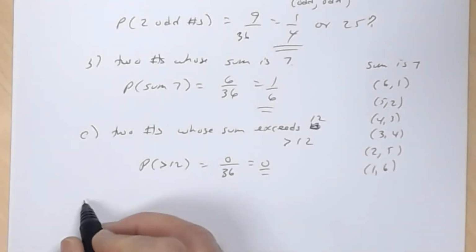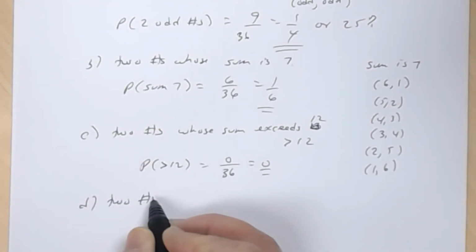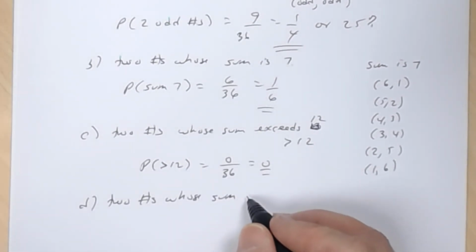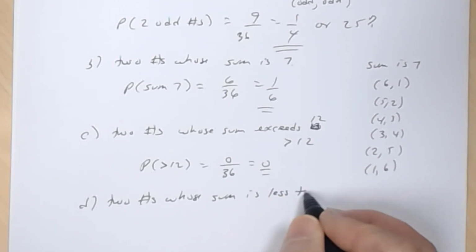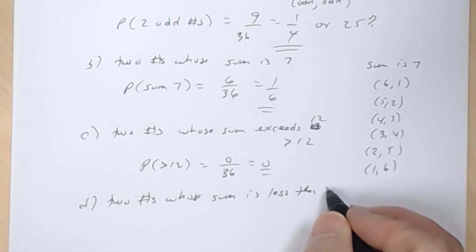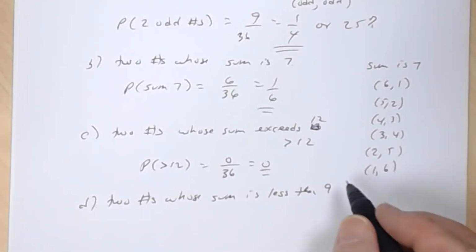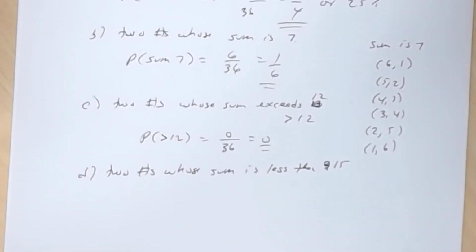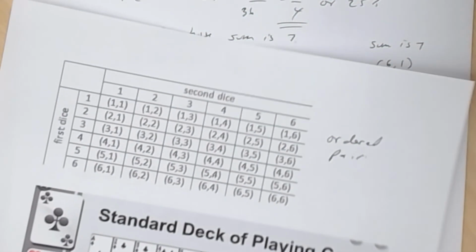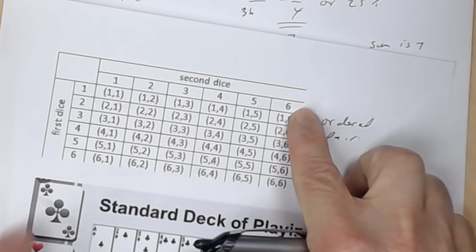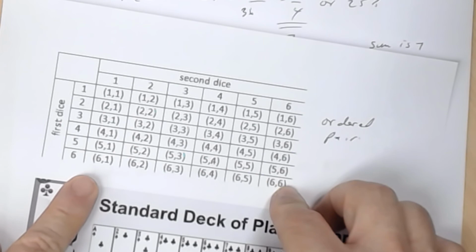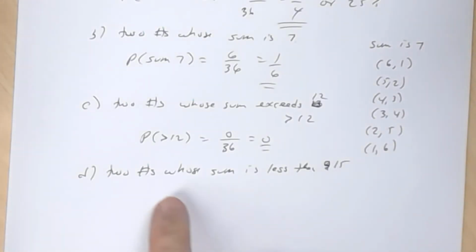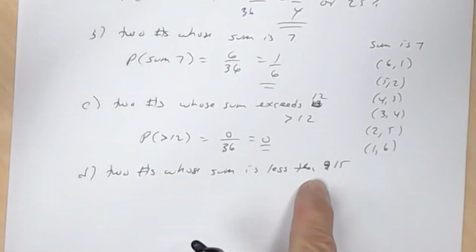All right, what about this one? Two numbers whose sum is less than, let's say, 9. Two numbers. Well, actually, let's do this. Let's say less than 15. Two numbers whose sum is less than 15. Well, again, let's think about this. In order to get 15, can I use 6 and 6? No, because what's 6 and 6? 12. And all these will be what? Less than 12.